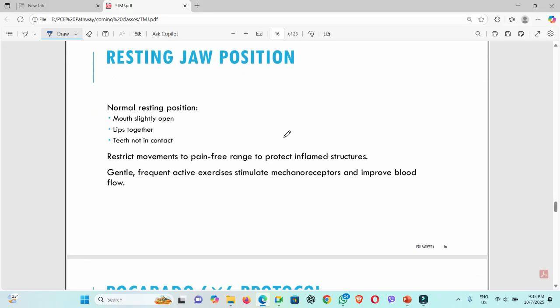Now, resting jaw position, again, we are talking about it again, and if anything is repeating, that means it is important, guys, okay? So resting position of jaw is mouth slightly open, lips together, teeth not in contact. Restrict movement to pain-free range to protect inflamed structure. This resting position protects inflamed structures. Gentle, frequent, active exercises stimulate mechanoreceptors and improve blood flow.